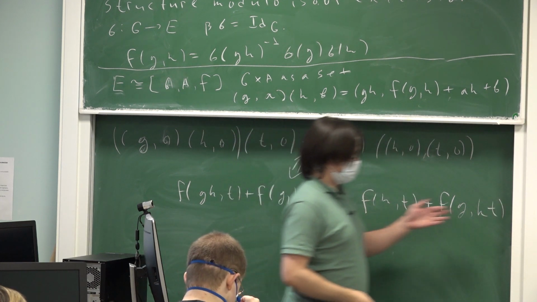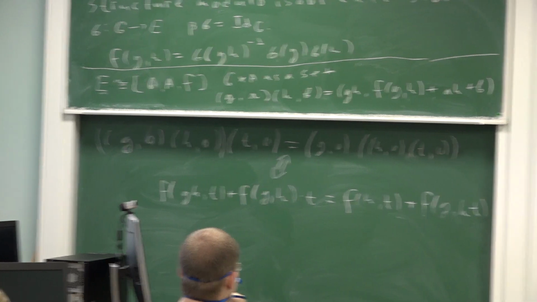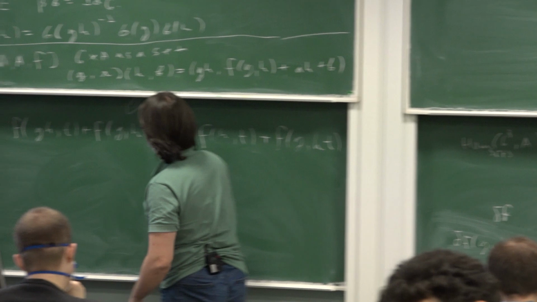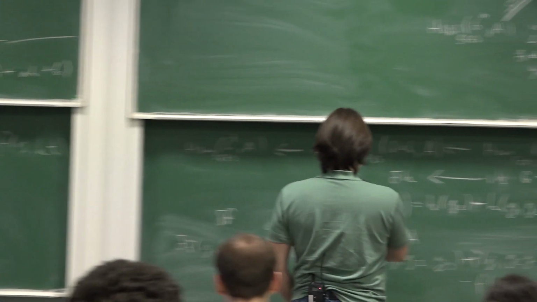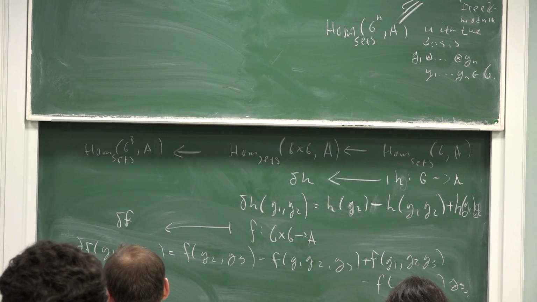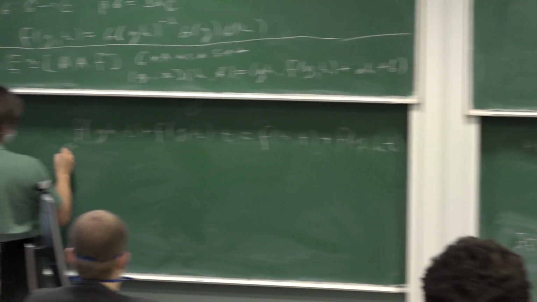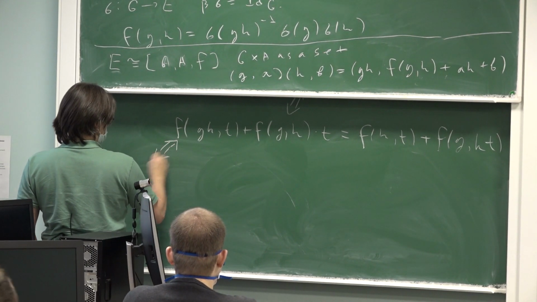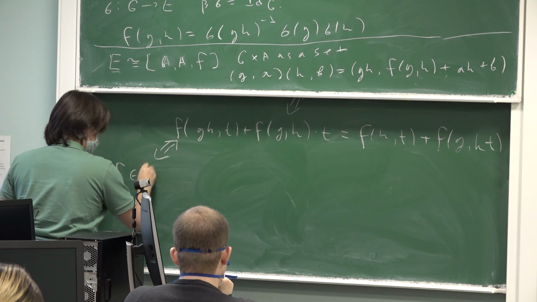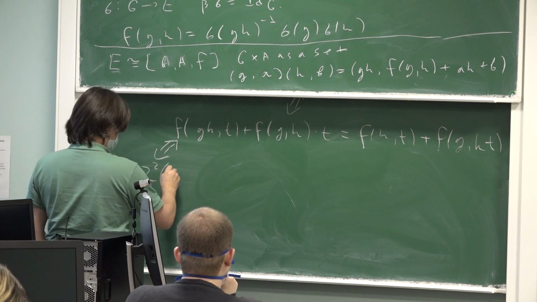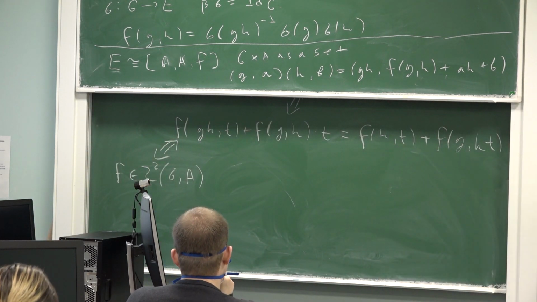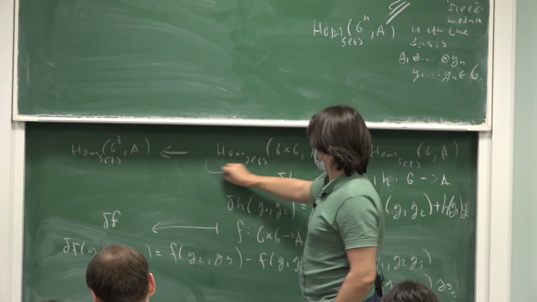And if we compare this and this, we will see that it is equivalent to the fact that f is a cocycle in these terms, as a map from G times G to A. So it is equivalent for f to belong to Z2 of G, A, if we consider Z2 of G, A as a subset of this Hom set.